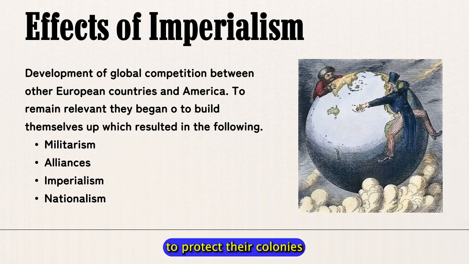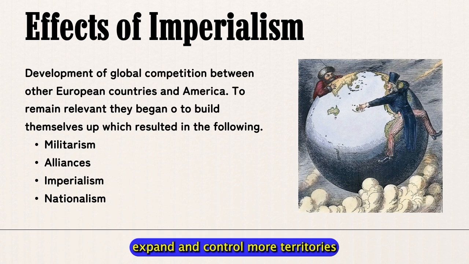First, militarism. To protect their colonies and assert their power, countries began to strengthen their military forces. They built larger armies and navies, developed new weapons, and prepared for potential conflicts. This focus on militarism made the world more dangerous and unstable. Second, alliances. As competition grew, countries started forming alliances to protect themselves. These were agreements between nations to support each other in case of war. While alliances were meant to provide security, they also created a system where a conflict between two countries could quickly involve many others.